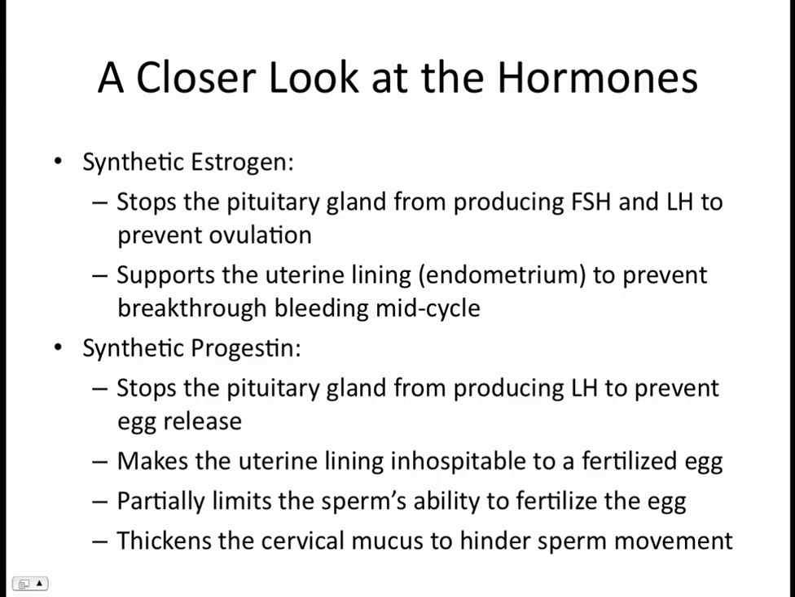So let's look at this one more time. Synthetic estrogen is going to stop the pituitary gland from producing follicle stimulating hormone and luteinizing hormone to prevent ovulation. It's going to support the uterine lining to prevent breakthrough bleeding mid-cycle.